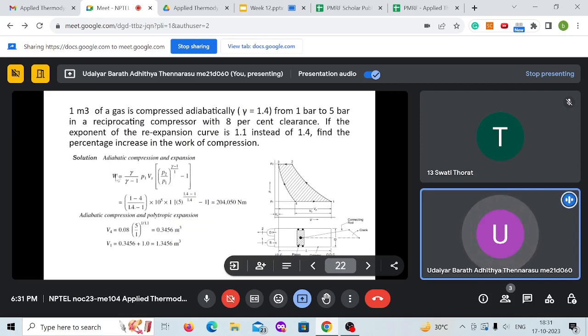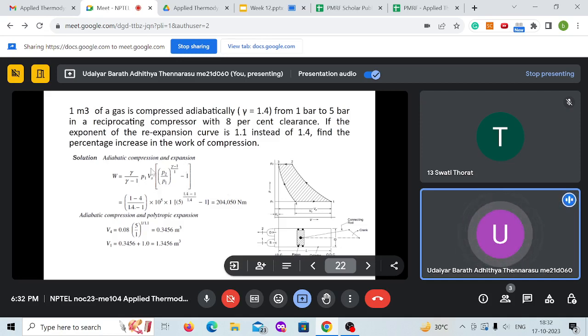The work done which we have calculated is the difference in work. If you see the process, the W, here we have Vs. For process 1-2, it will be gamma by gamma minus 1 P1 V1 into the bracket equation with P2, and for process 3-4, you can write it as gamma by gamma minus 1 P4 V4 into the expression in the bracket.